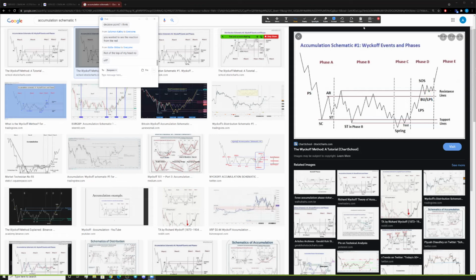That's why I don't trust schematics that are, for example, like that. That doesn't make sense. From a Wyckoff perspective, this does not look like this, right? And especially if it doesn't fit volume, especially if it doesn't fit momentum, especially if it doesn't fit the overall narrative.